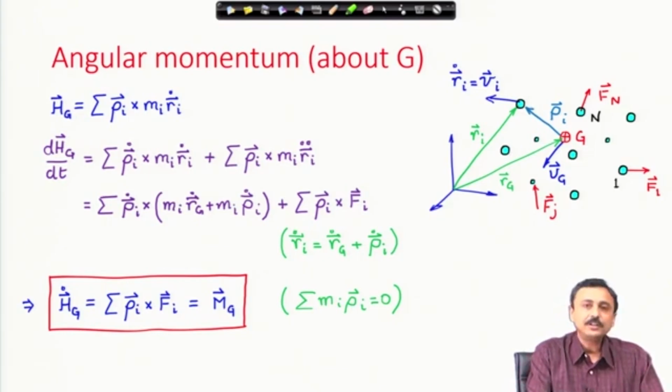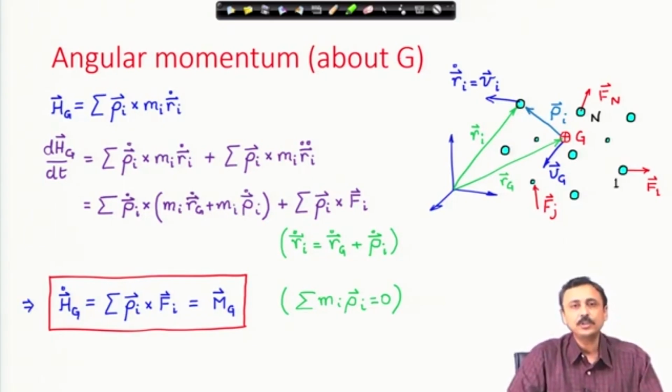This governing equation tells us that the rate of change of angular momentum, and this we will see very soon, tells us how it is orienting, how the orientation is changing. Finally, we will find out the change of orientation of the system as the system evolves.